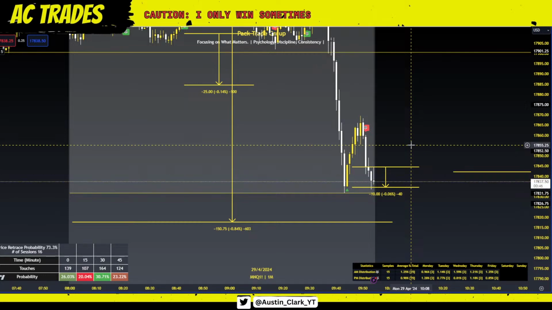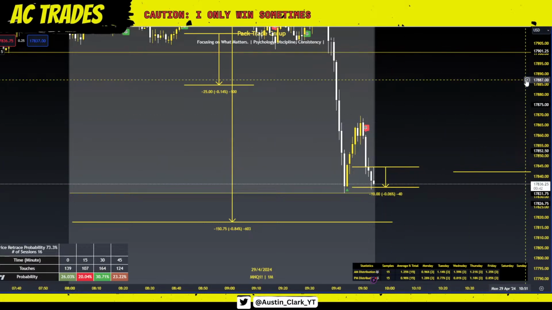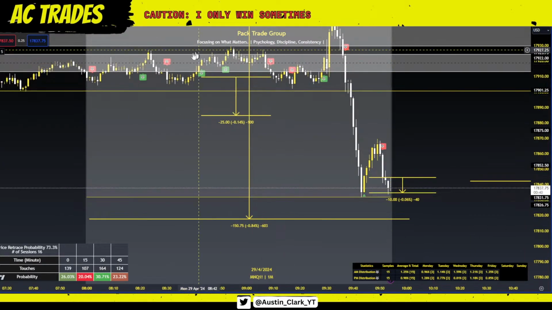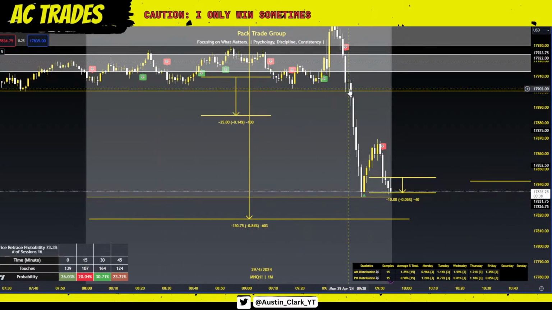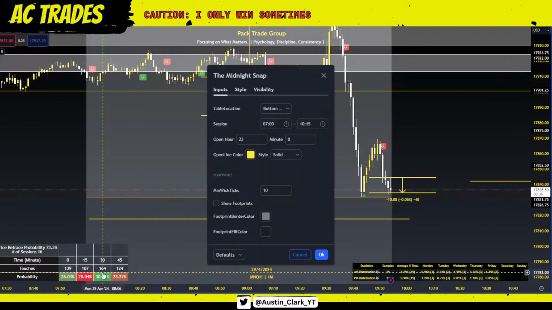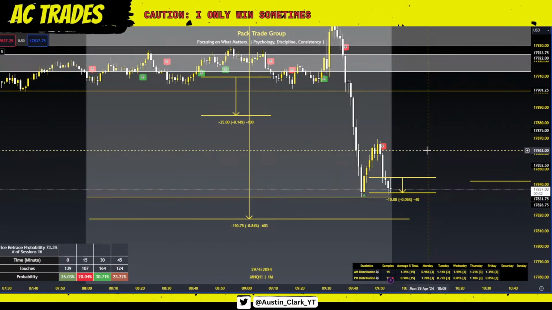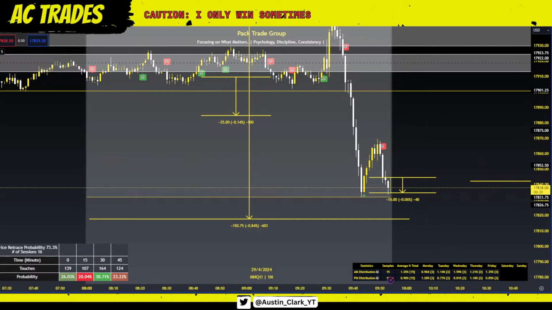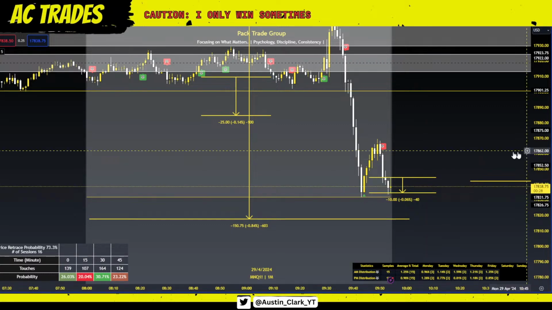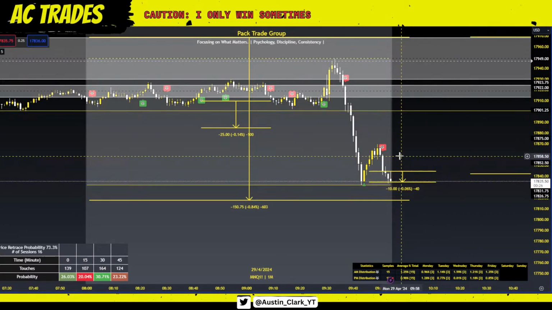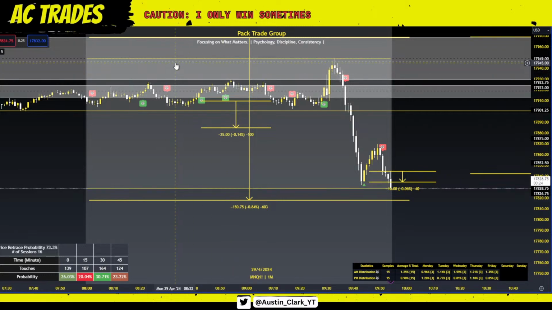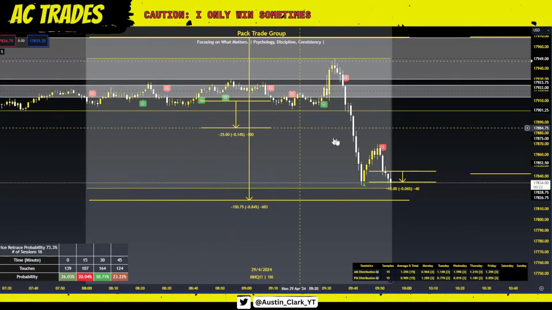For those of you that aren't in my Discord, or you're not a pack trader and don't necessarily want to trade exactly how I trade using midnight, you can use these midnight statistics, add them to your chart, and use them just as a confluence with however you want to trade. You don't need to trade midnight with the goal of retracing to midnight.